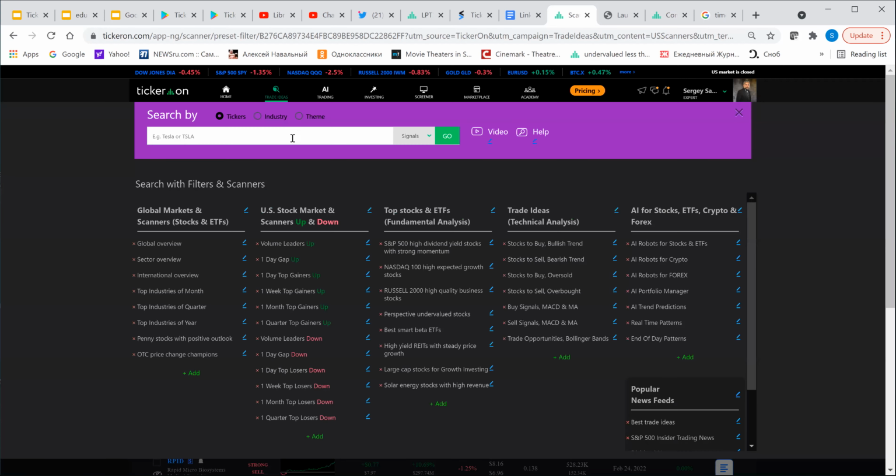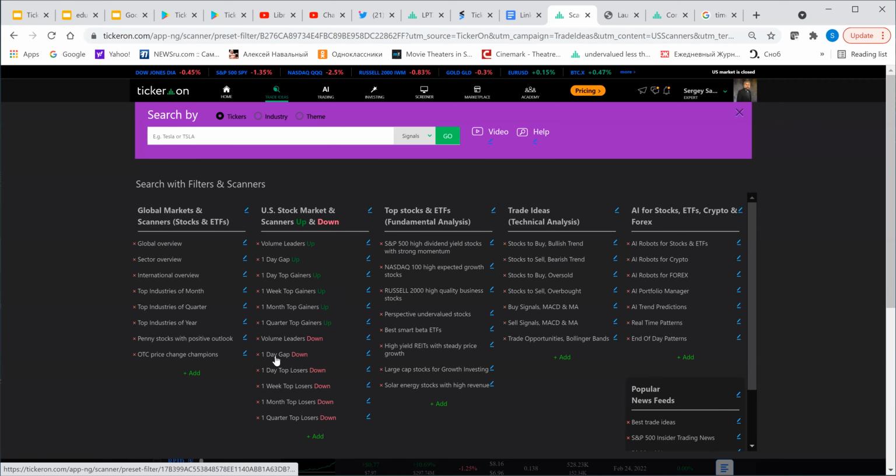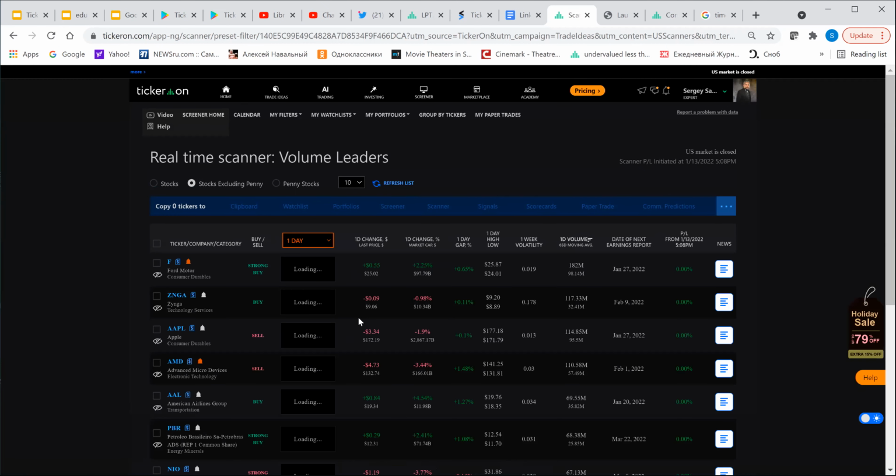What other interesting scanners do we have? Obviously, 1 day gap down, volume leaders. So with volume leaders, we're looking at the number of trades made. Ford, Zynga, Apple, obviously. So these are the scanners, okay?